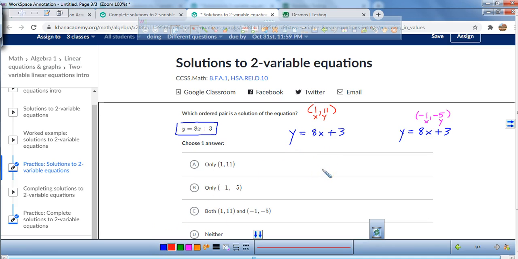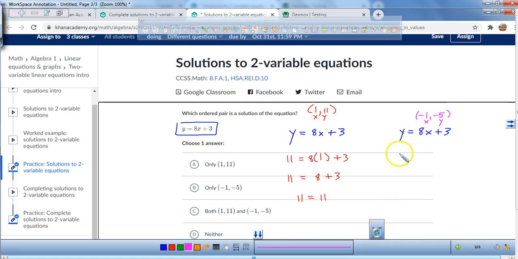All right, so what's my y value? My y value is 11, so I'm going to put 11 equals 8, open parentheses. What's my x value? 1 plus 3. So is 11 equal to 8 times 1, which is 8, plus 3? Yes, it is. 11 is equal to 11, so I know it works.